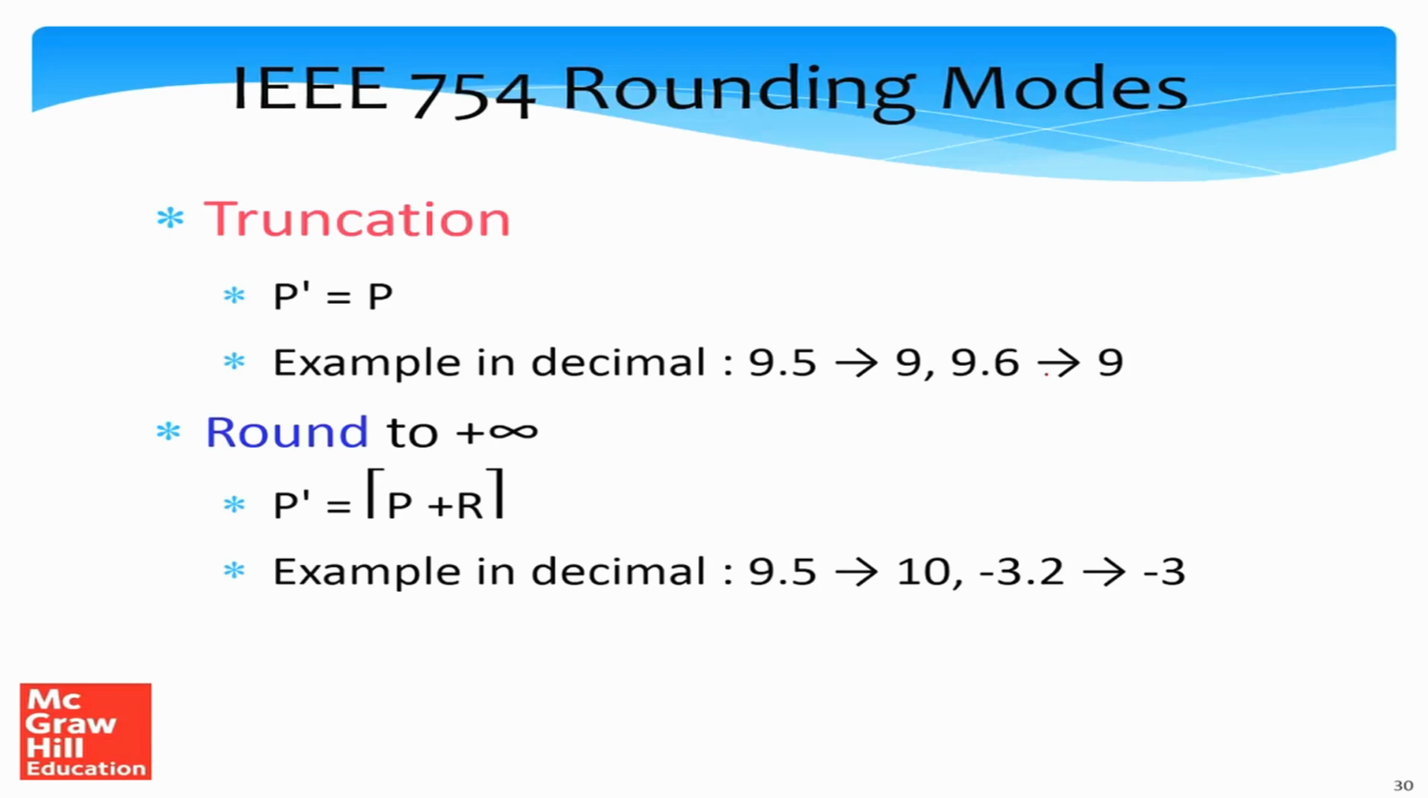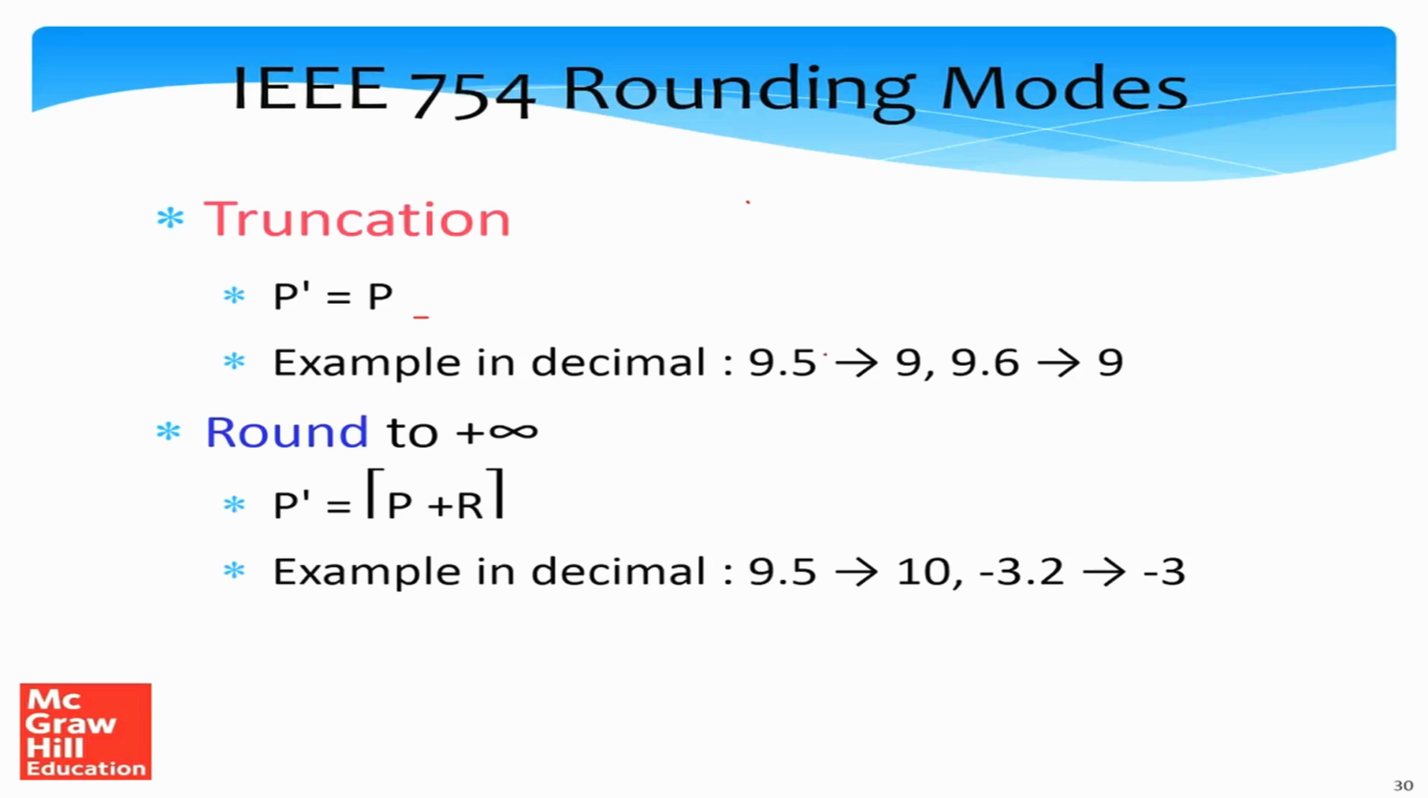So IEEE 754, which is the floating point standard that we have discussed in a fair amount of depth in chapter 2, has several rounding modes. So let us discuss what these rounding modes are. So one rounding mode is called truncation. So truncation basically means that P dash is equal to P. So we just get rid of the residue.